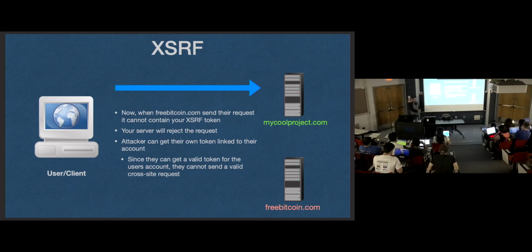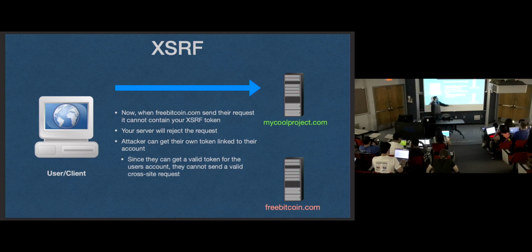So now that cross-site request forgery attack goes through, your server gets that request, says, hey, this cross-site request forgery token is not valid and does not respect the request. Whoever's running freebitcoin.com has no way of obtaining a valid cross-site request forgery token for this account. They can't do it. So now they are completely stuck and they can't launch this attack at all.